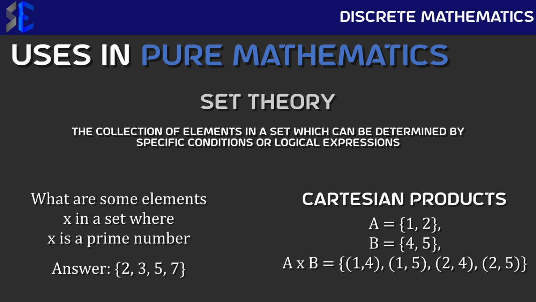The example on the right is called a Cartesian product, which can be thought of as cross-multiplying two sets together. Again, you do not need to know how to do these right now. We will get into these subjects soon.